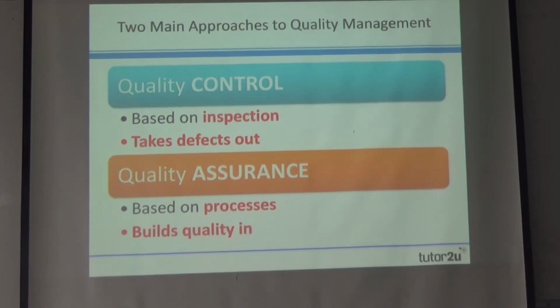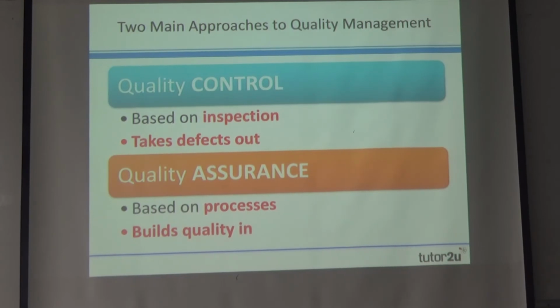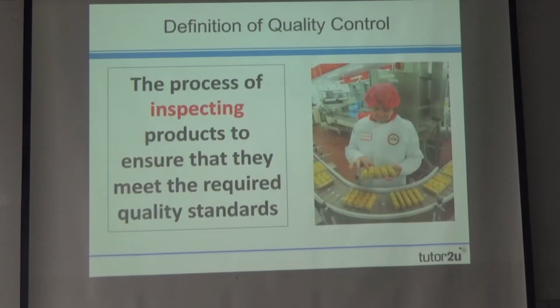The alternative is a thing called quality assurance. Quality assurance isn't about inspection, it's about putting business processes in place that assure the quality of output. In other words, it tries to build quality in and doesn't rely on inspection to take defects out. So quality control, quality assurance sound similar, but they are quite different. Quality control is based on inspection. Quality assurance is based on trying to build quality into the business processes. Quality control can be defined as the process of inspecting products or output to ensure that the output meets the required quality standards. So there's the key word, inspecting.